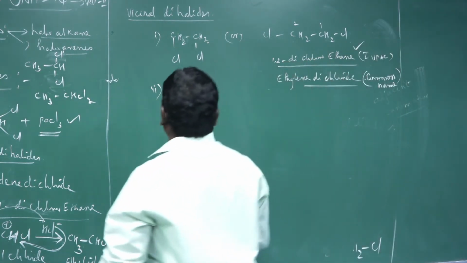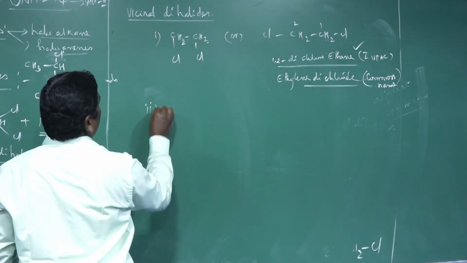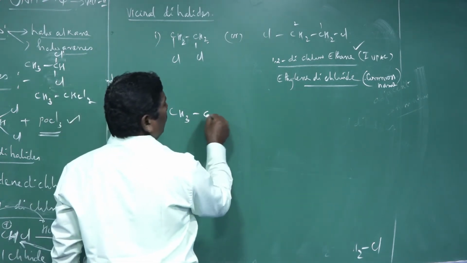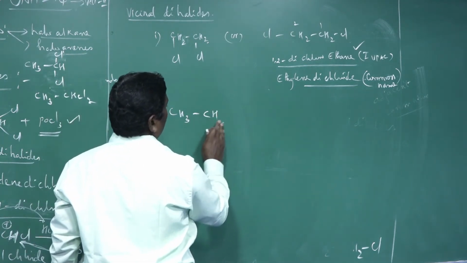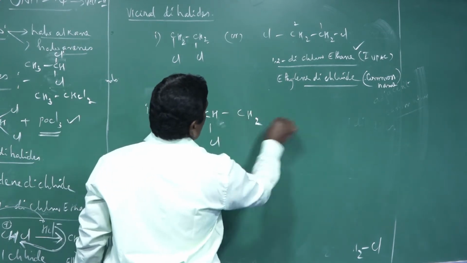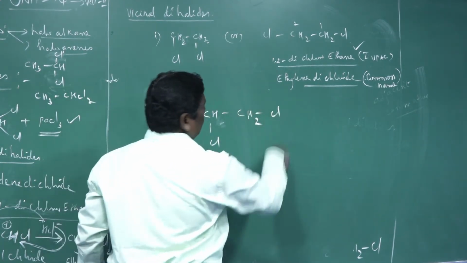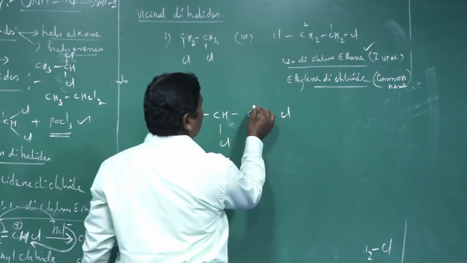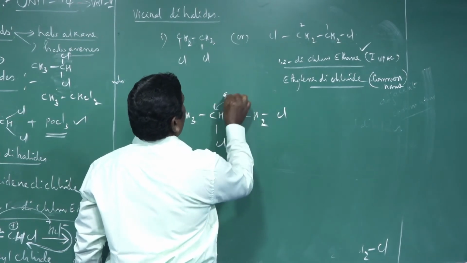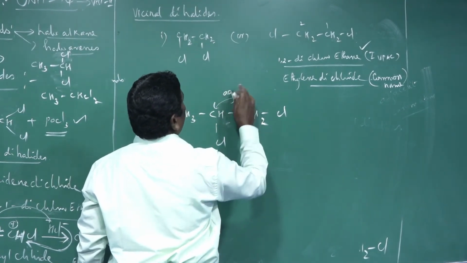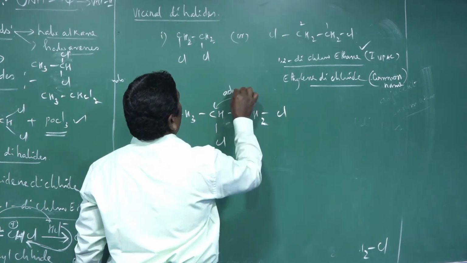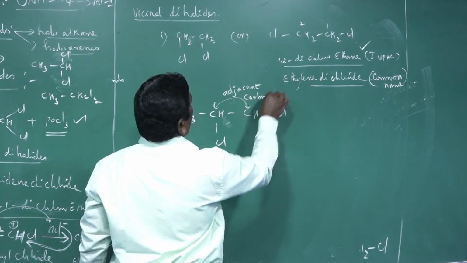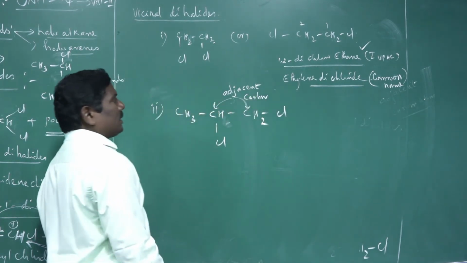Now I am going to give another structure as an example. Now you write CH3, CHCl, CH2Cl. What's the concept you should understand? The halogens are present on adjacent carbons. These two carbons are called adjacent carbons.